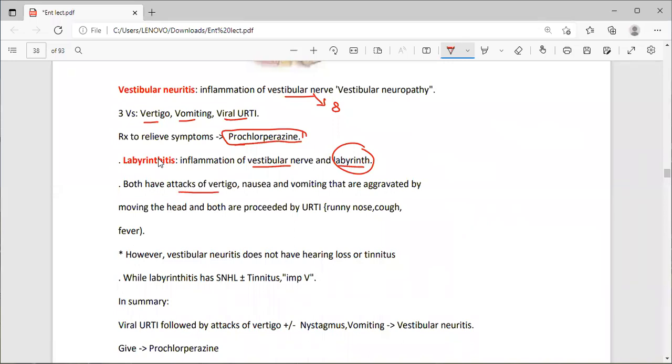Both have attacks of vertigo, nausea, and vomiting. They are aggravated by moving the head, and both are preceded by an upper respiratory tract infection, runny nose, cough, and fever. However, here is the big difference between them.